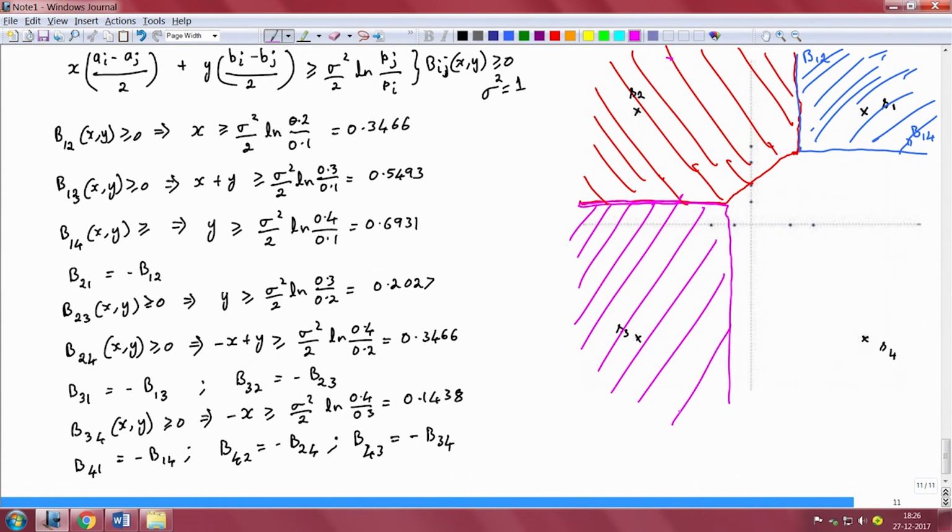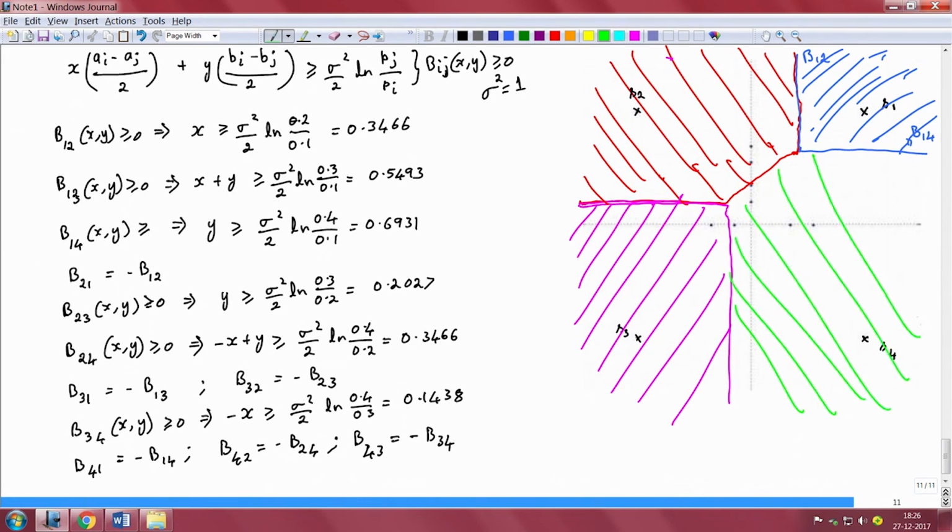And the remaining space is the decision region for S4. So, this gives the decision boundaries for the various signals S1, S2, S3 and S4 within the signal space that we have seen.